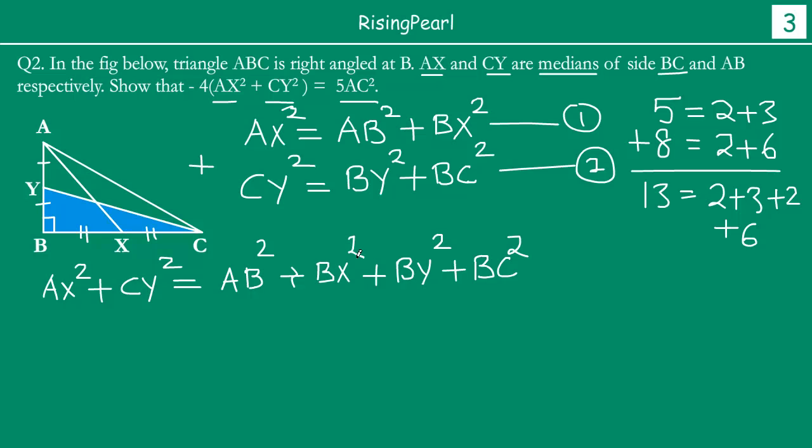Now friends, here if you look at BX, which is this length BX, because X is a midpoint, we can express BX as half of BC. Because X is a midpoint, BX, let's write it here. So what we know is we can actually write BX is half of BC. BX is half of BC. Similarly, BY is half of AB.